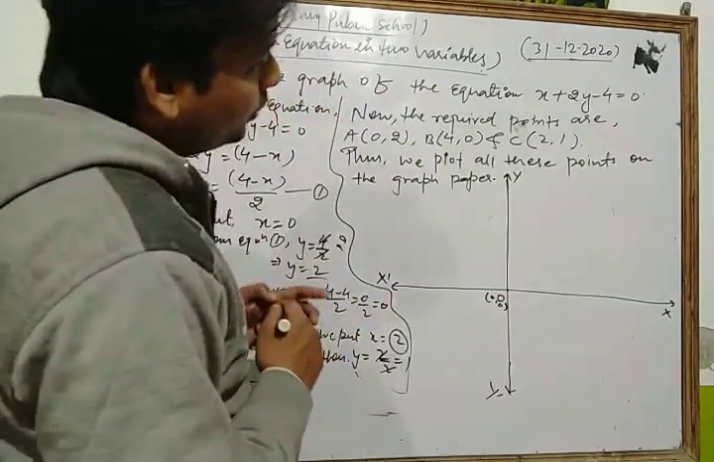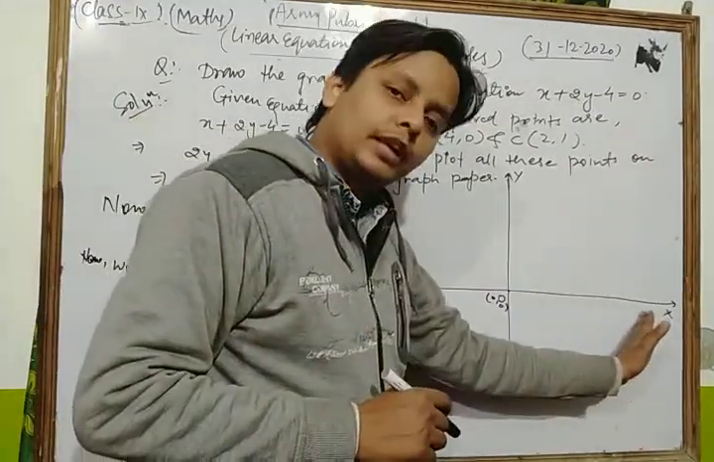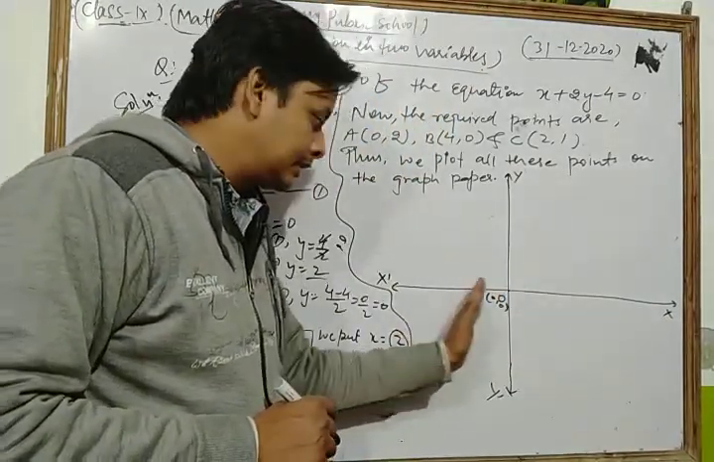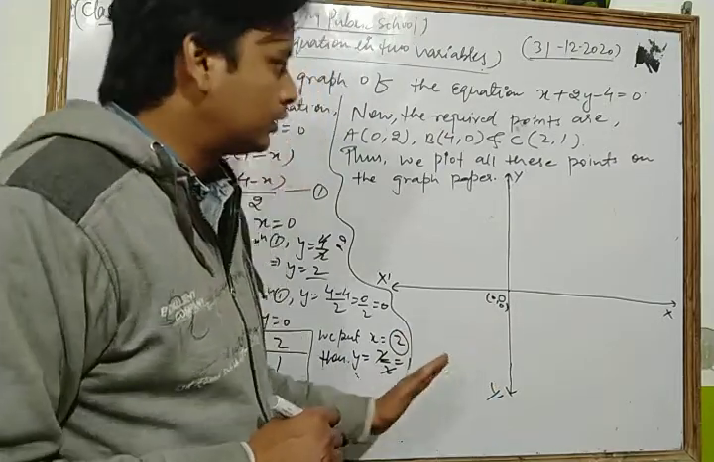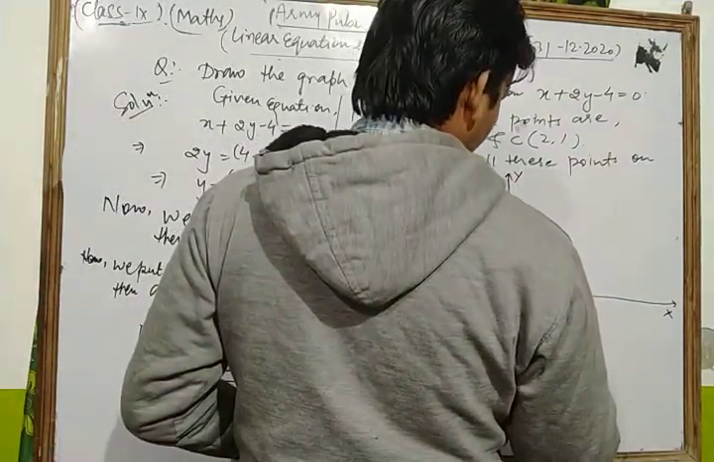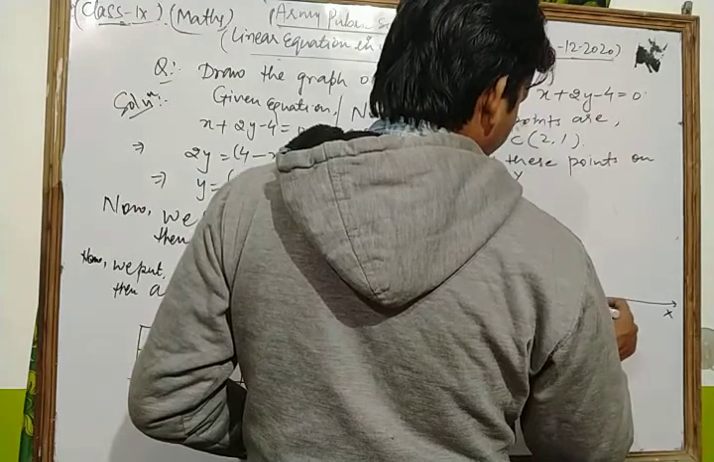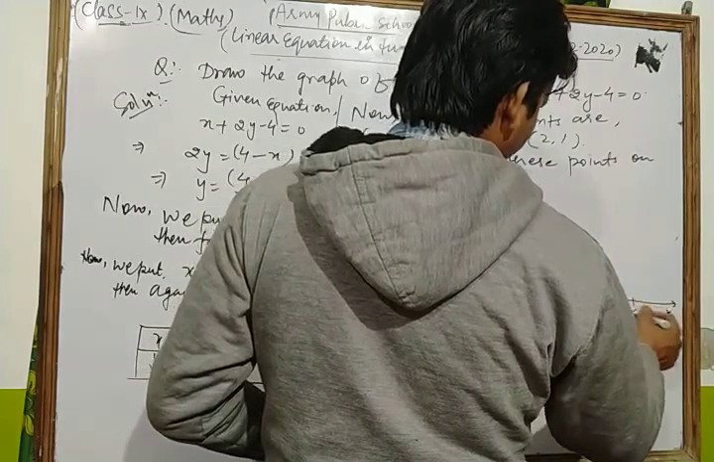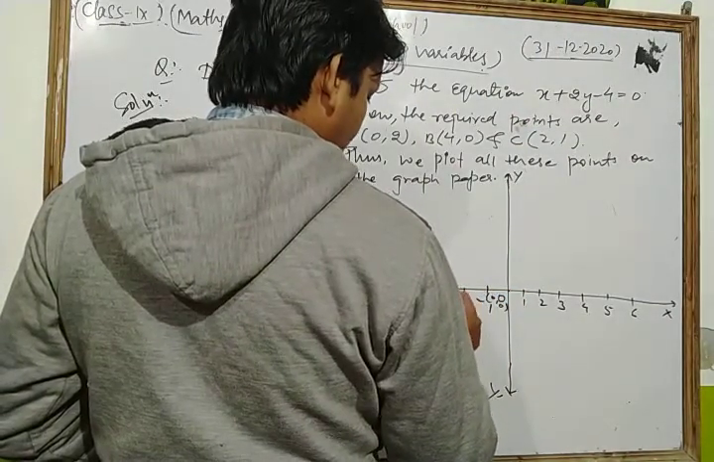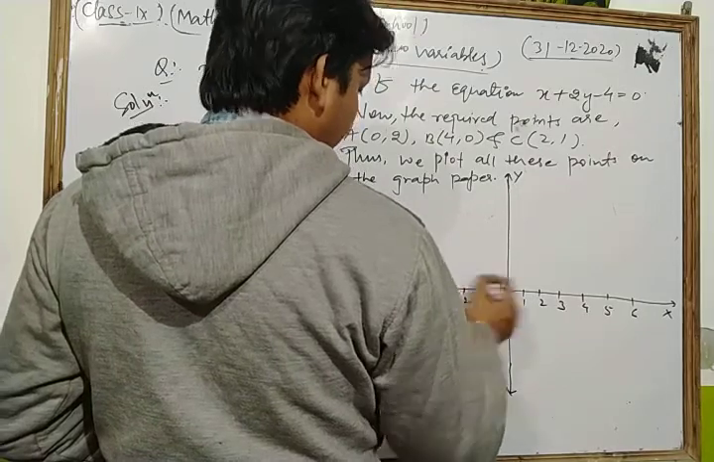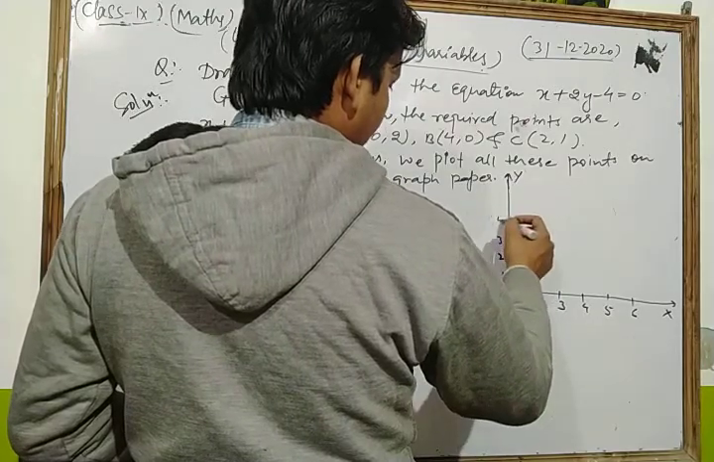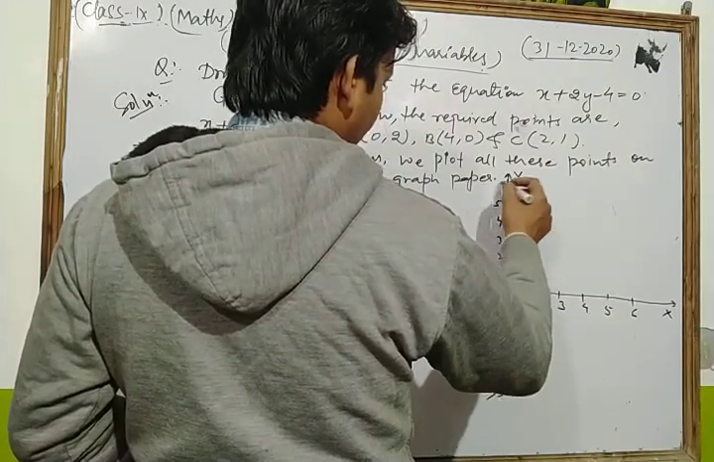Now first of all, this is the positive direction of x, this is the positive direction of y, this is the negative direction of the x axis, and this is the negative direction of the y axis. Now dear friend, first we plot the points. Here this is plus 1, plus 2, plus 3, plus 4, plus 5, plus 6 and so on. And on that side this is minus 1, minus 2, minus 3, minus 4, minus 5. And this is plus 1, plus 2, plus 3, plus 4, plus 5 and plus 6.